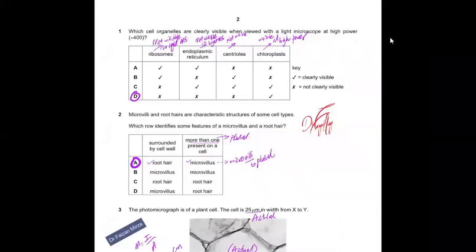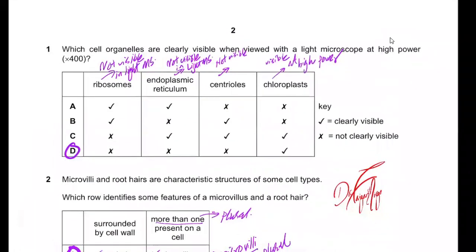So starting off with the questions, again, the format is pretty much the same: the first 20 questions are from the first 6 chapters and the remaining half of the paper will deal with questions from the latter half of your syllabus. So question 1 is about cell and microscopy. You are given a magnification of 400x and then you are asked which of these will be clearly visible. We note that the ribosomes are just not visible at all.